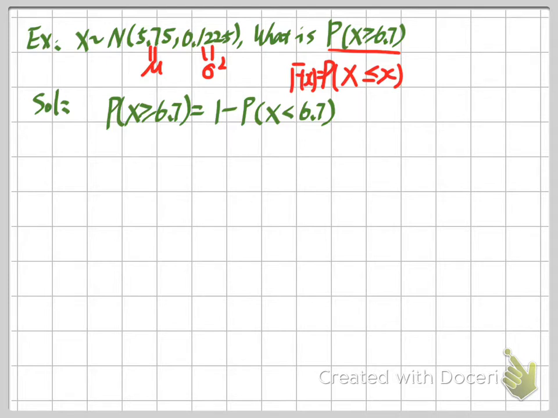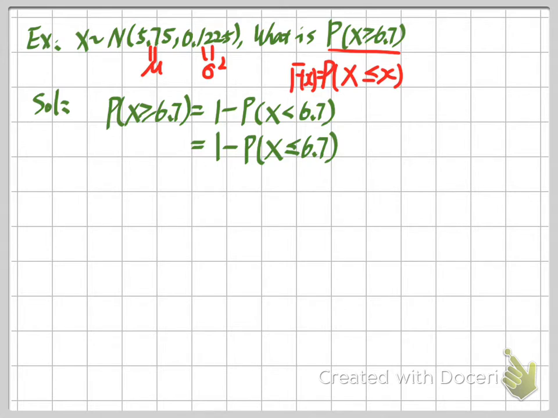This is just because the probability of all possible values of x should always equal 1. And then we know this is a continuous random variable. Previously, when we talked about continuous random variables, we said the probability of a continuous random variable equal to a specific value is always 0. So that means x smaller than 6.7 is equal to x smaller or equal to 6.7, because the equal part has probability 0.